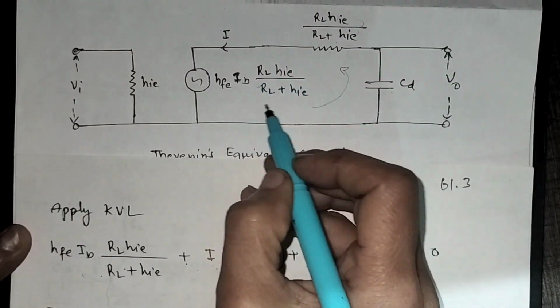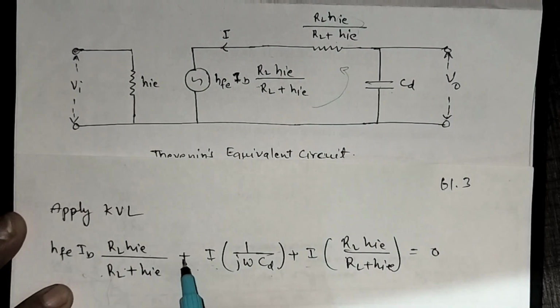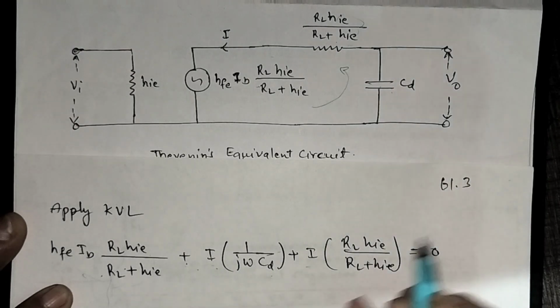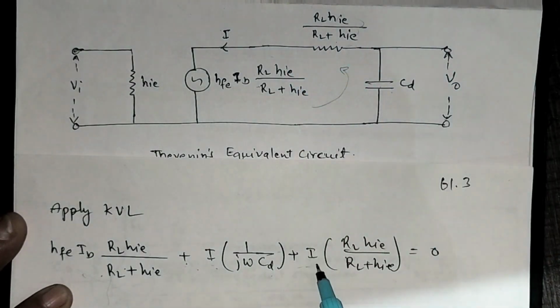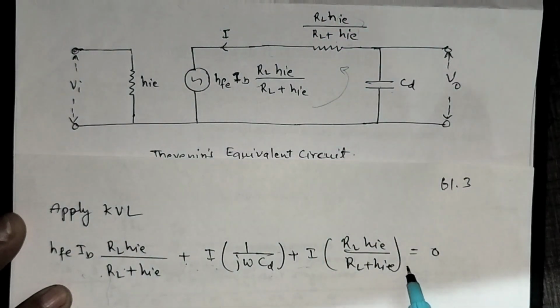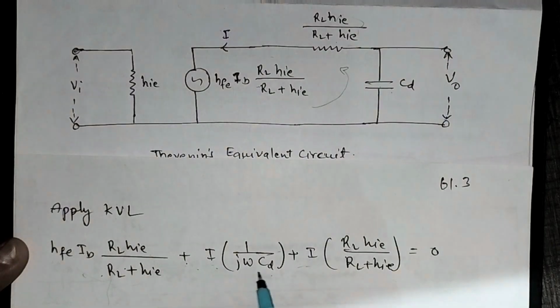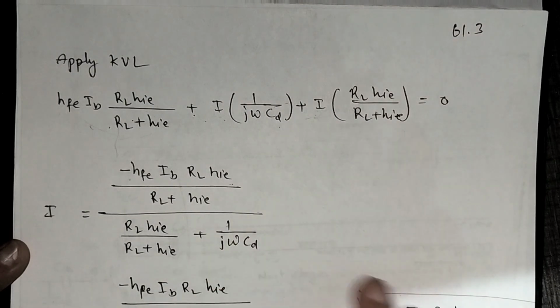Now we will apply KVL in this loop. As this is the voltage term, it will be as it is, plus I is flowing through this, so I multiplied by the reactance of this capacitor, which is 1 upon j omega CD, plus I is flowing through this in this direction, so I multiplied by all these resistors equals 0. Now we will take I common and solve this equation for I. After solving this we will get this equation.